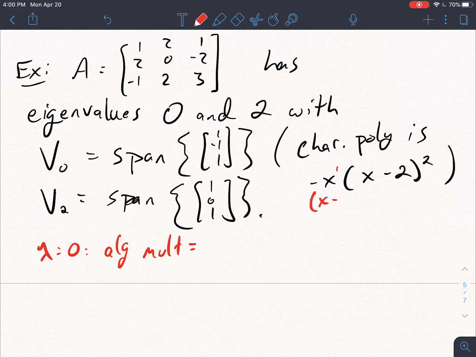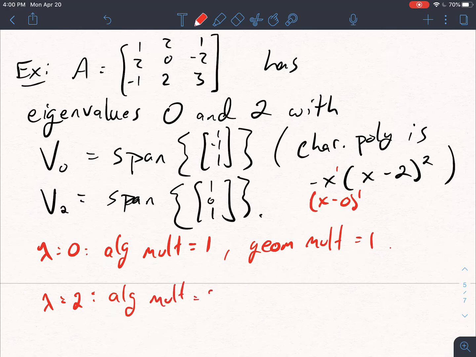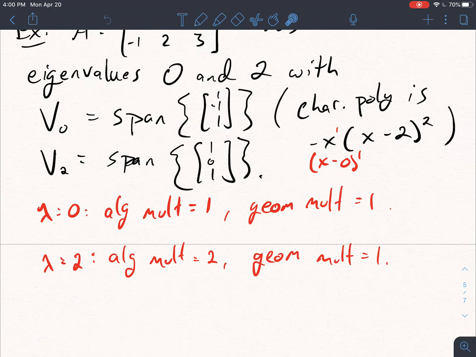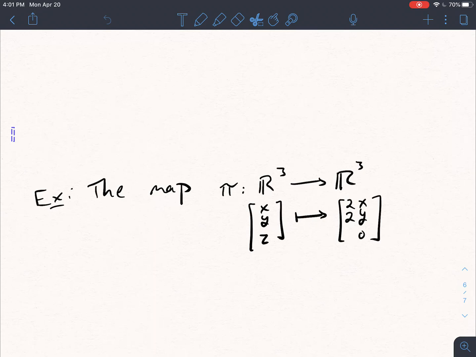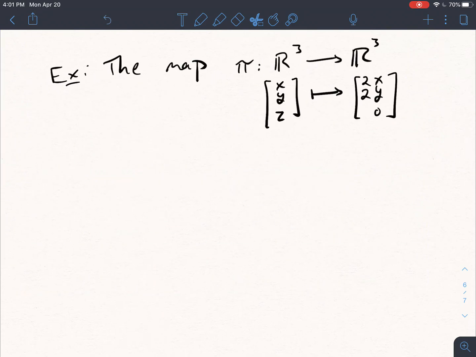So for lambda equals 0, this is like x minus 0 to the 1. So the power of that would be 1, so the algebraic multiplicity is 1, and the geometric multiplicity is also equal to 1. So this is not so interesting, but for lambda equals 2, what do we get? The algebraic multiplicity would be 2 in this case, and the geometric multiplicity would be equal to 1. So here, the algebraic and geometric multiplicities are different. Okay.